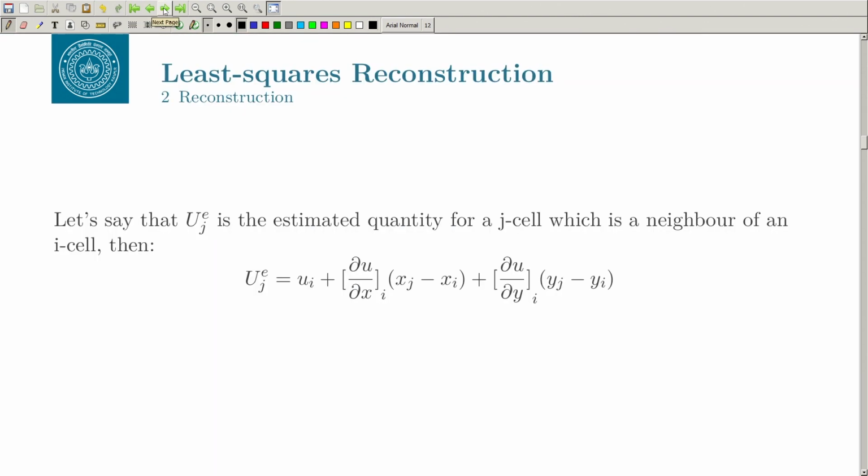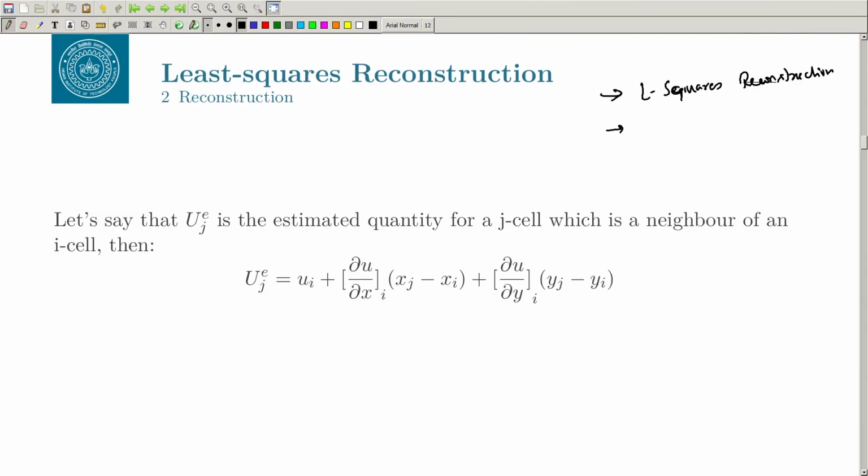We have two approaches. One we call the least squares formulation, or least squares reconstruction. This path is called reconstruction, that means how the flow variable is reconstructed within the cell. That is what we want to find out. If you know how the flow variable is varying inside the cell, then we can calculate the gradient. And then we also have the Green Gauss approach.